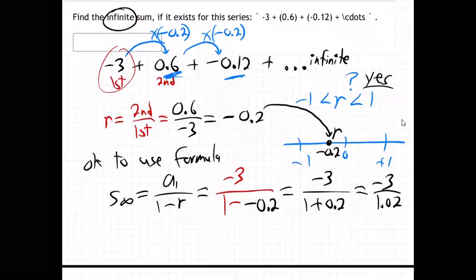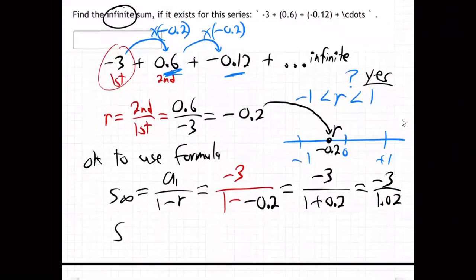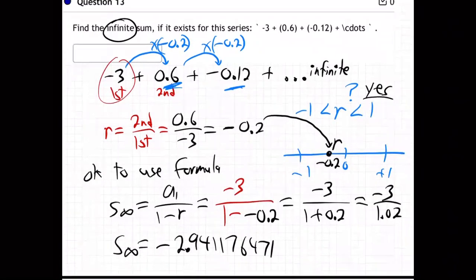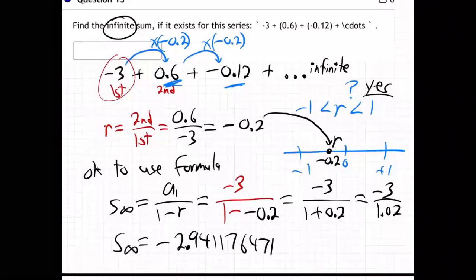I'm getting some big number. So it's going to be negative 2.941176471. I don't know how many decimals they want. Let me check how many they require on this one. Yeah, you can just put in a bunch of decimals. I'll take it. And so there we go.